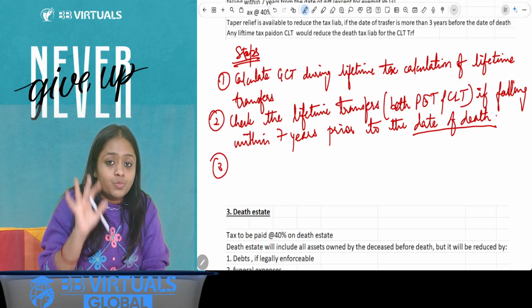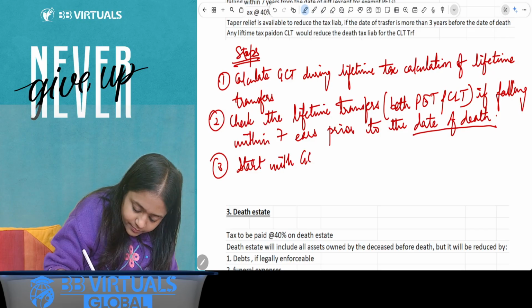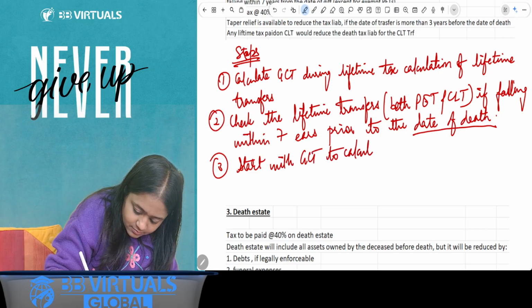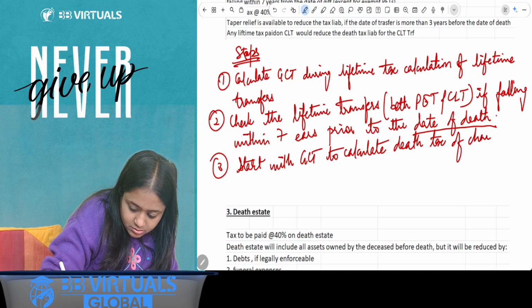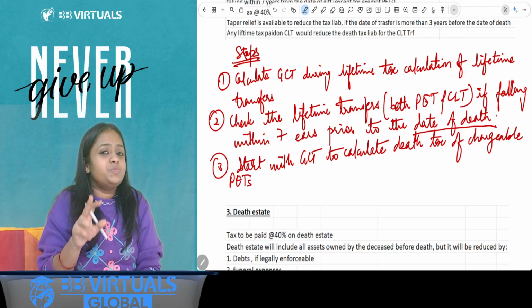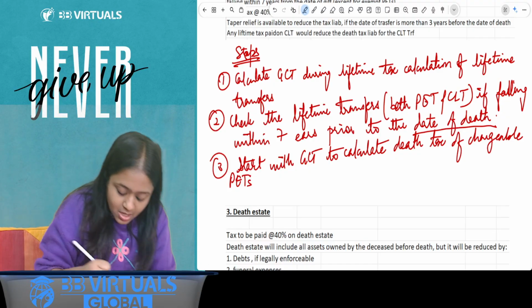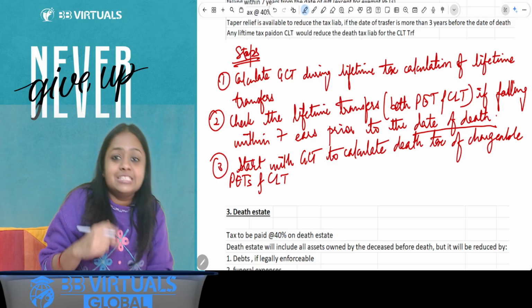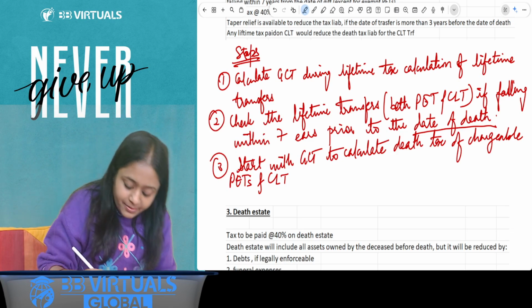Now you will start with GCT. So we'll start with GCT to calculate death tax of chargeable PETs. Why do I call it chargeable PETs? Because the moment these PETs fall in this 7-year period, now they become chargeable. You will have to calculate death tax on it. Of chargeable PETs, and I'm not writing chargeable CLTs because CLT only means it's a chargeable transfer. Got it?